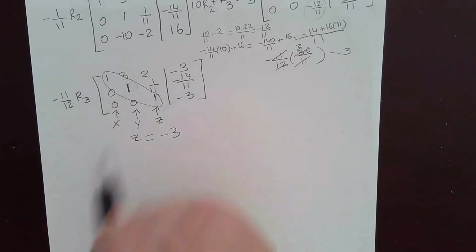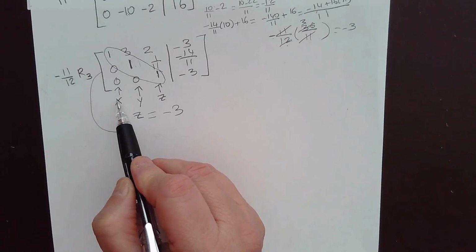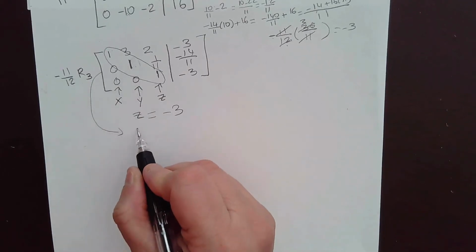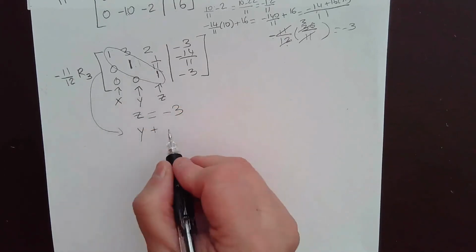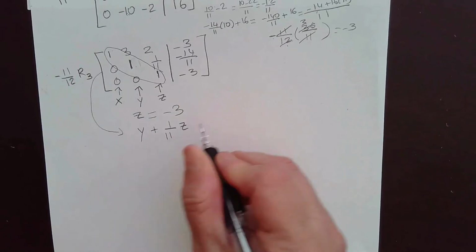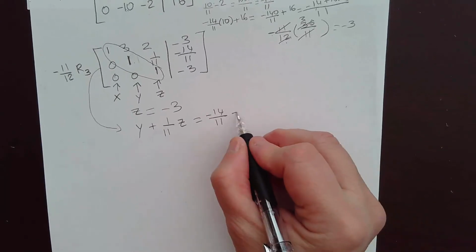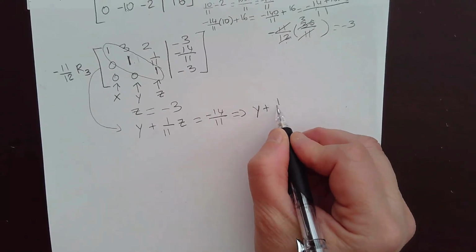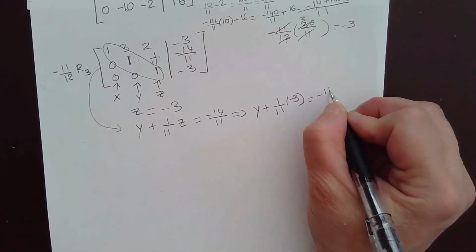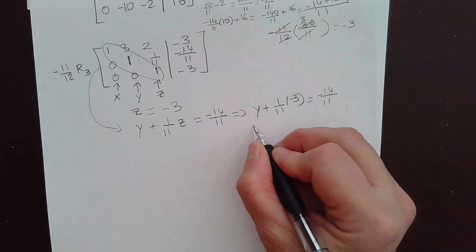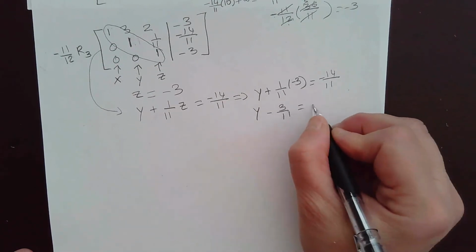Now we'll go to the second one. What does the second row give us? 0x, so you can ignore that, plus 1y, or simply y, plus 1 over 11z, these are the coefficients of z, remember, equals negative 14 over 11. So go ahead, plug in z: y plus 1 over 11 times negative 3 equals negative 14 over 11. So this is going to be y minus 3 over 11 equal to negative 14 over 11.